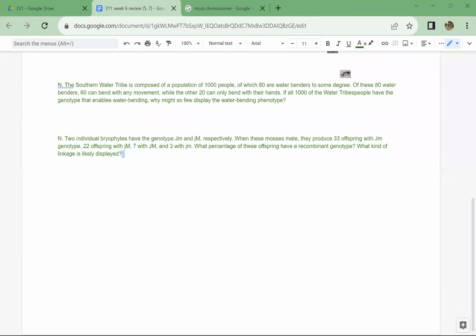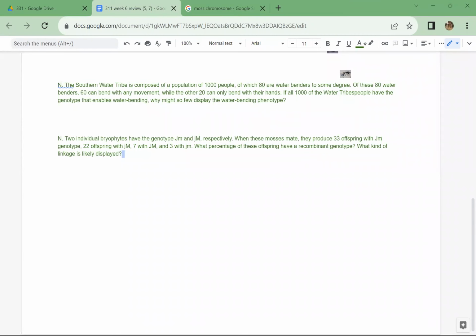Okay, and the last question. So 2 individual bryophytes have the genotype JM and JM respectively. There's going to be a lot of J's and M's in this question, and you can read, so I don't need to articulate which one is dominant versus recessive. And before we move on, a bryophyte is just the name for moss. Phyte means plant. Bryo is literally Greek for moss.